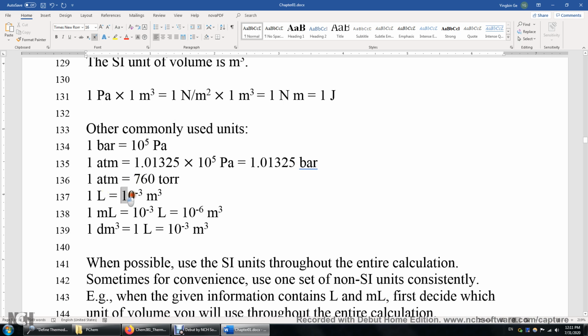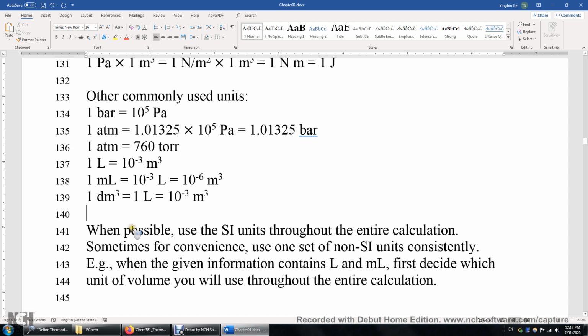1 liter is 0.001 cubic meter. 1 milliliter is 0.001 liter, and it's 10 to the power of negative 6 cubic meter. 1 cubic decimeter is 1 liter, so these two are exactly the same. This is because 1 decimeter is 0.1 meter, and 0.1 meter to the power of 3 is 0.001 cubic meter.